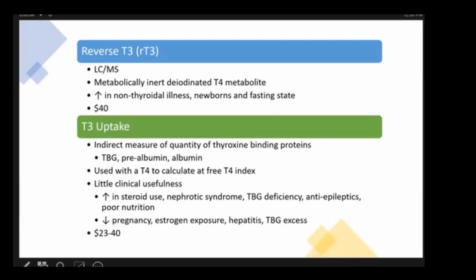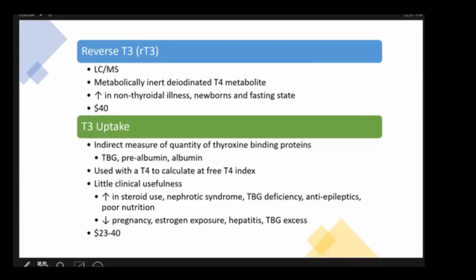T3 uptake is an indirect measure of the quantity of thyroxine binding protein, mostly TBG, but also prealbumin and albumin. You use it in conjunction with a total T4 result to calculate something called a free T4 index. This is really not very clinically useful when we have such sensitive TSH and free T4 testing. It's altered in patients who have nephrotic syndrome, TBG deficiency, are on seizure medications or steroid medications, pregnant patients, estrogen-exposed patients. It's just affected by too many clinical entities to be terribly useful, and so that's another one that I would recommend we just don't order.